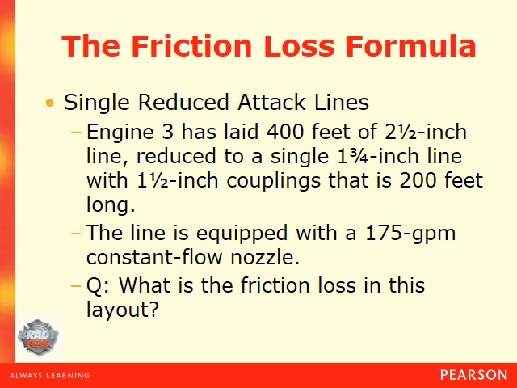So let's look at this problem again in a slightly different manner. Engine 3 has laid 400 feet of 2.5 inch line, and then they reduce it to a single 1.75 inch line with a 1.5 inch coupling that is 200 feet long. The line is equipped with a 175 gallon per minute constant flow nozzle. So what is the friction loss in this layout? What we're going to have to do is figure out the friction loss for each section and ultimately add them together.